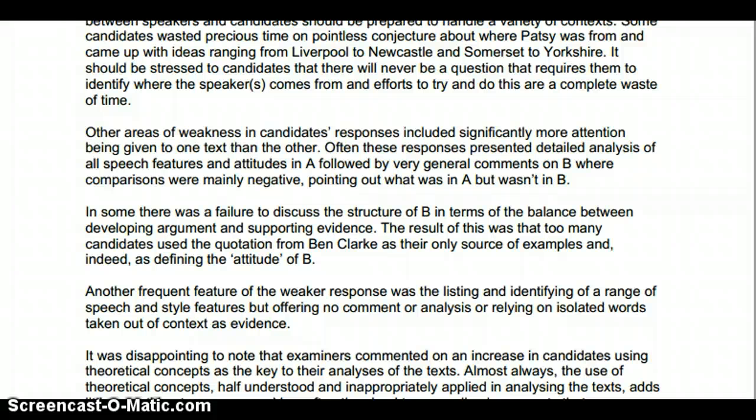Another frequent feature of the weaker response was the listing and identifying of a range of speech and style features, but offering no comment or analysis, or relying on isolated words taken out of context as evidence. If there's no comment or analysis, there's no point listing it, there's no point identifying it. That has to be in there.